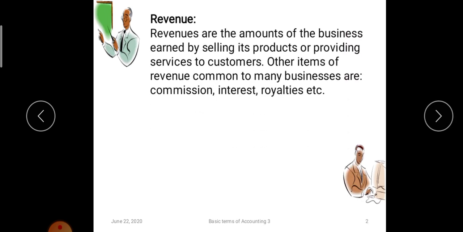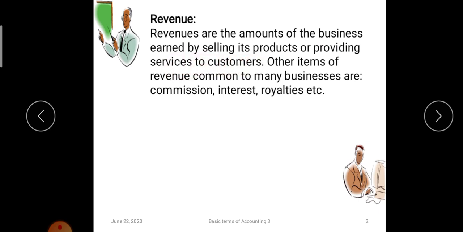Revenue is the amount which is added to the business by selling its products and providing services to customers. Interest received, commission received, royalties will also be treated as revenue. They are the amount which the business receives. Again, revenue is the amount the business earned by selling its products or by providing services to customers.